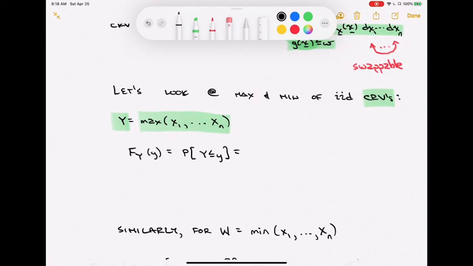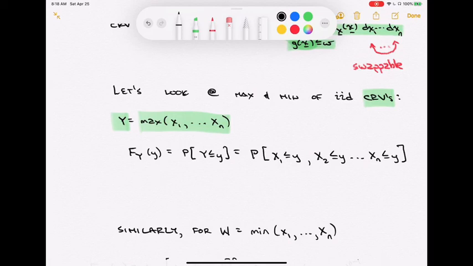Well, what is that in terms of our value x? We know that that is the probability that X1 is less than or equal to y, and that X2 is less than or equal to y, all the way up to Xn being less than or equal to y. If y is the max, all of our other x variables have to be that value or smaller. So the probability that Y is less than or equal to little y is the same as the probability that capital X1 is less than or equal to little y, all the way up through capital Xn being less than or equal to little y as well.